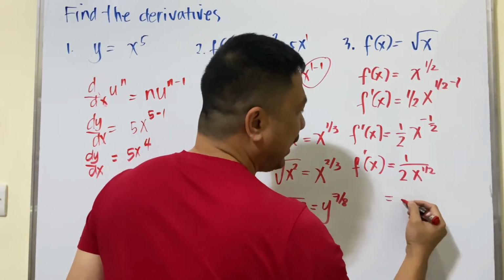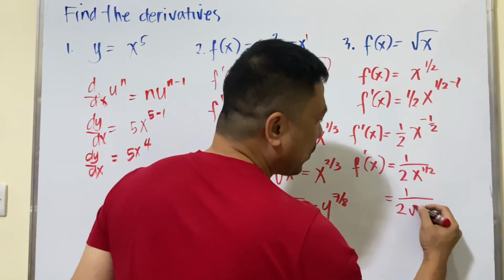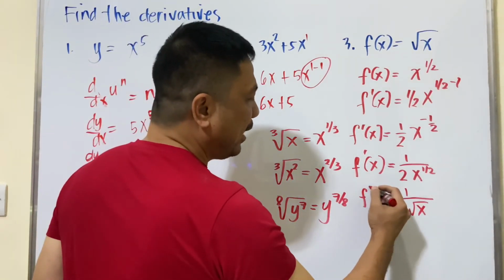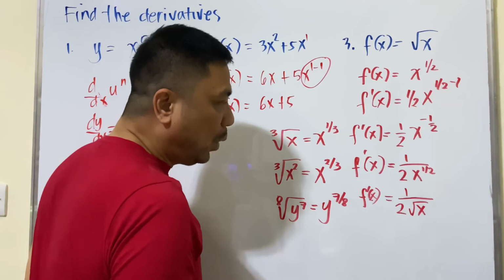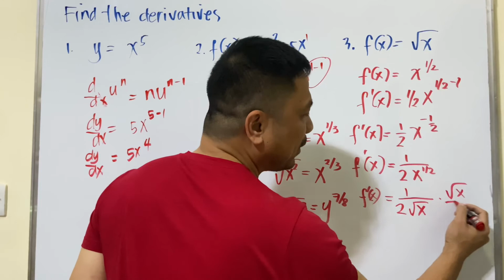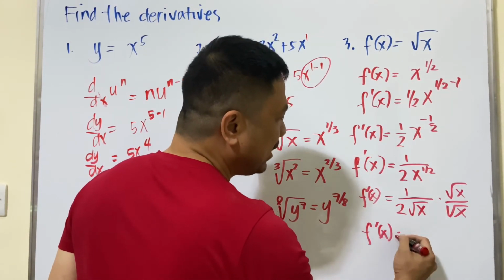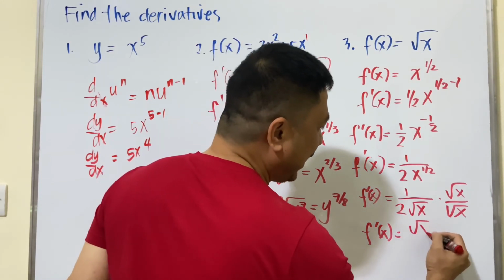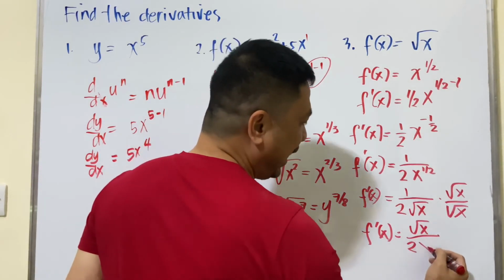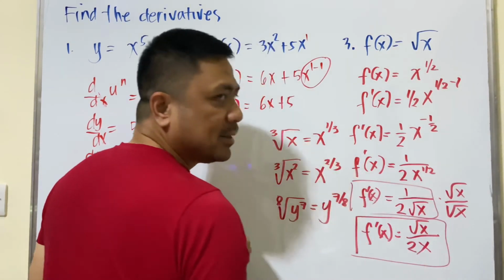Or you can do it like this. Since x raised to 1 half is square root of x, you can have your answer like this. So this is f prime of x. Or if you want to rationalize this one, you multiply both numerator and denominator by square root of x. So therefore you'll have f prime of x is equal to square root of x over 2 times square root of x times square root of x, that is x. So either way, you can leave your answer like this or on this part. Okay?